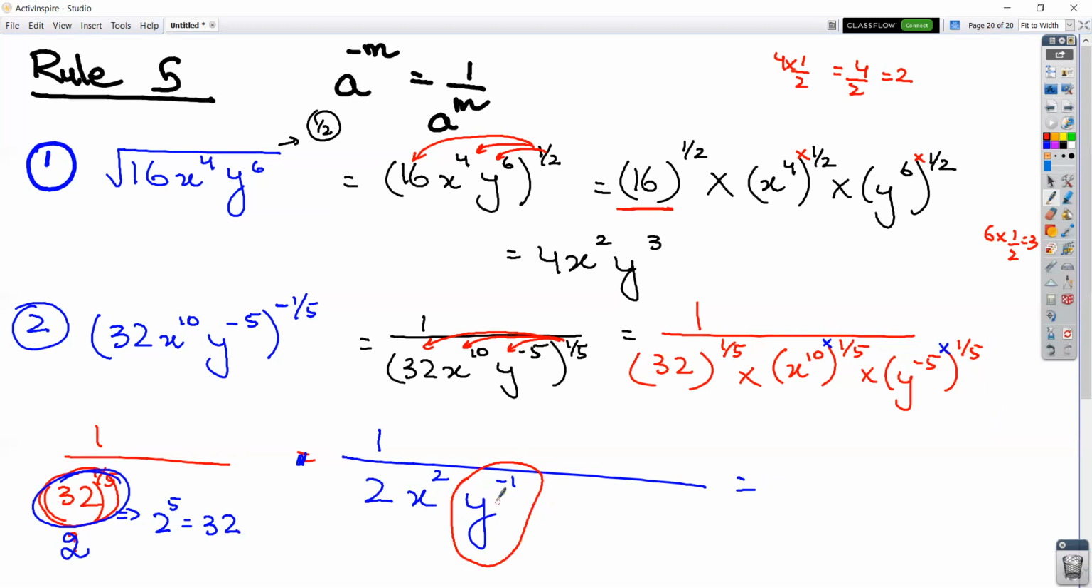To change this to positive, we apply rule 5 again, where we flip the fraction. This can be written as y over 2x squared. We didn't write the power 1 anymore because if anything does not have a power, it means it is 1, so there's no need to write 1 as a power. So this is a lesson where we discuss the laws of indices. I've shown you a few examples on each of the rules, from rule 1 to rule 5.